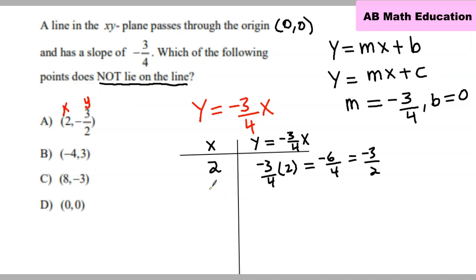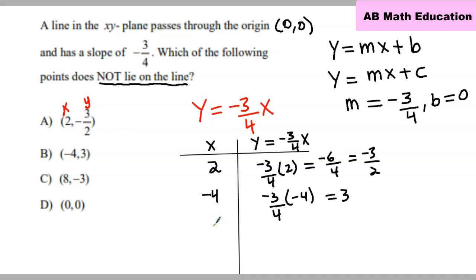And then you plug in negative 4 to see. So plug in negative 4, this will cross this one out, and the negative will come, leaving negative 1 times negative 3, which gives you 3. So this one is also true, and they are looking for the point that is not on the line.